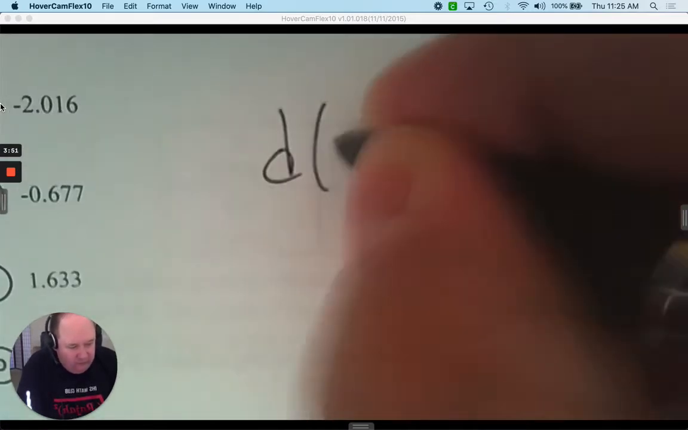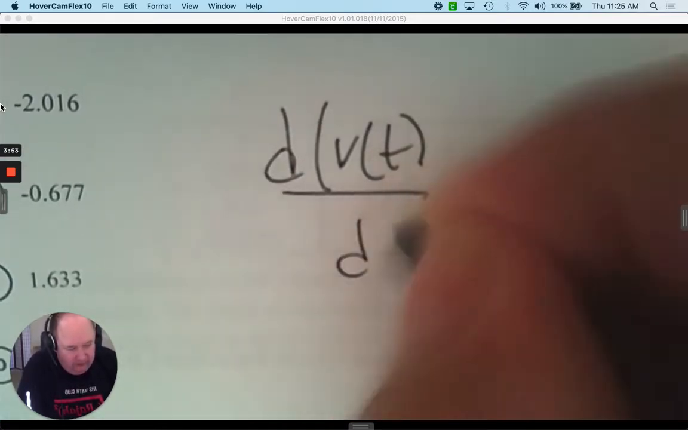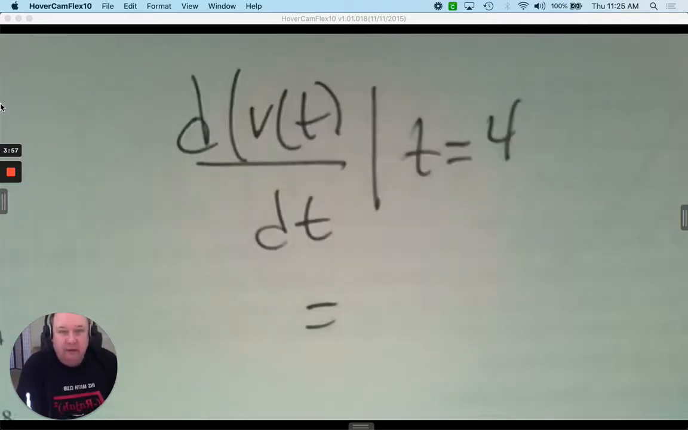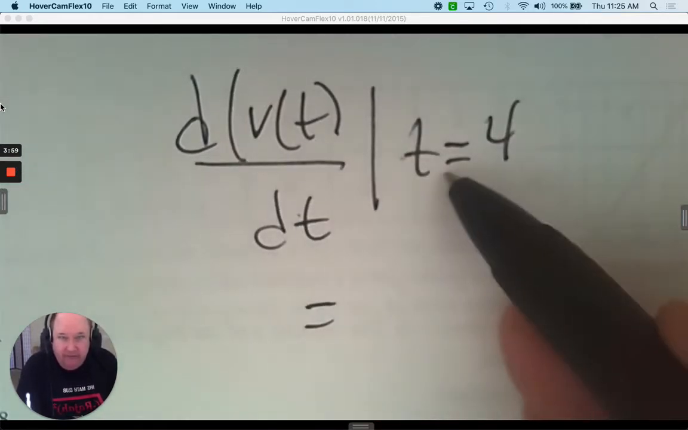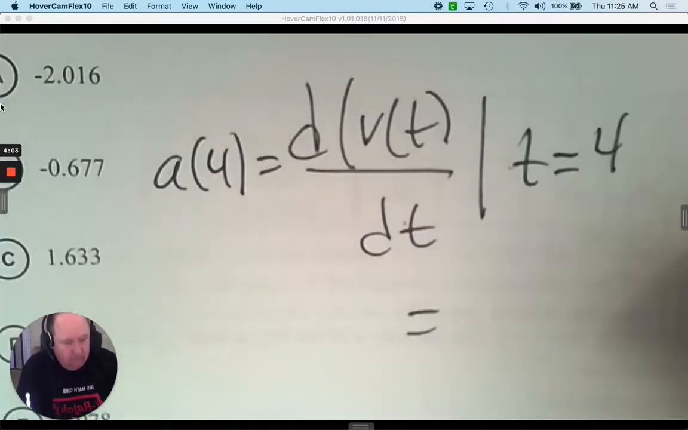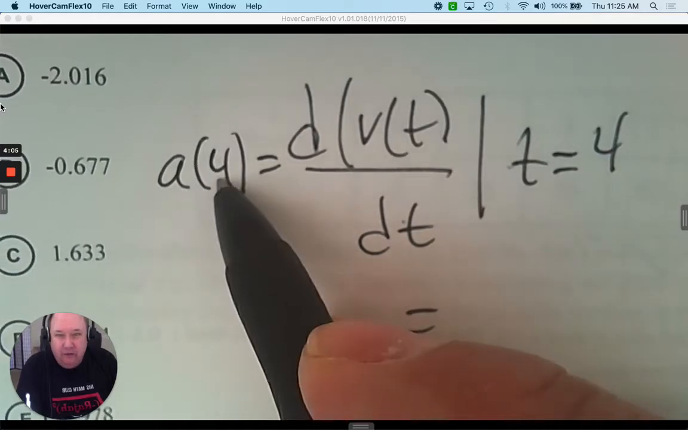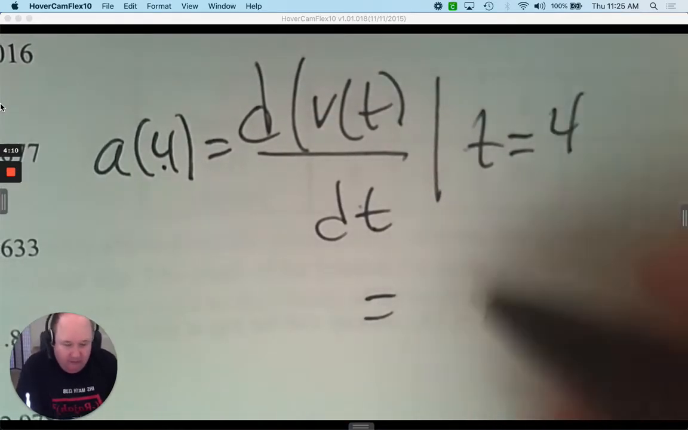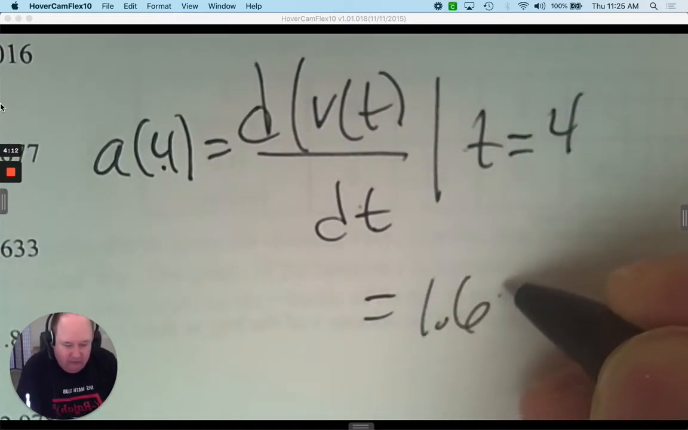So how you would show that is you took the derivative of the velocity at t equals 4, right? You took the derivative of the velocity at t equals 4. So the acceleration at 4 is the derivative of the velocity at 4, and we said the answer is 1.633.